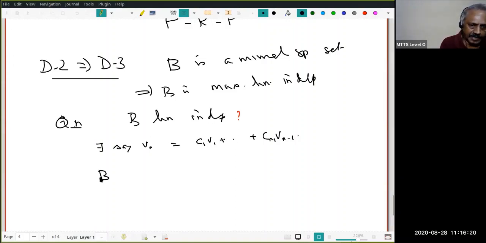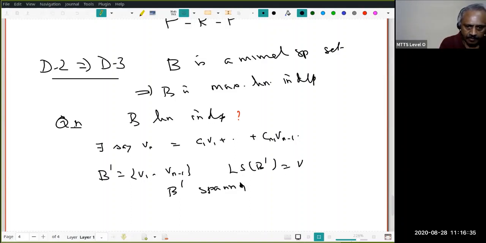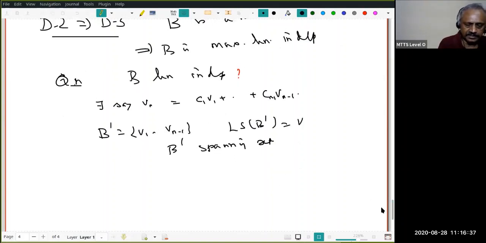Therefore, if I look at B dash equal to V1 to Vn minus 1, I say the linear span of B dash is the linear span of B. Therefore, B dash is a spanning set. Is that a contradiction? Yes, because B dash is a proper subset of B, and B is supposed to be a minimal spanning set, but I have found a proper subset which is a spanning set. That's a contradiction. You follow that? Therefore, it's enough to show that B dash is a spanning set.